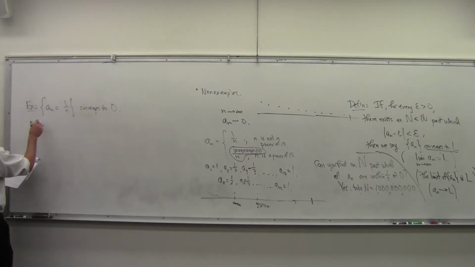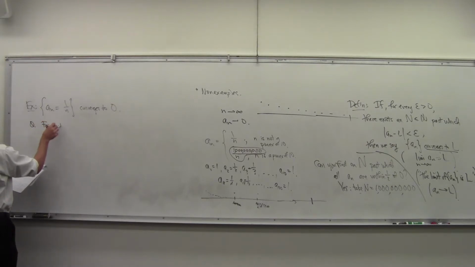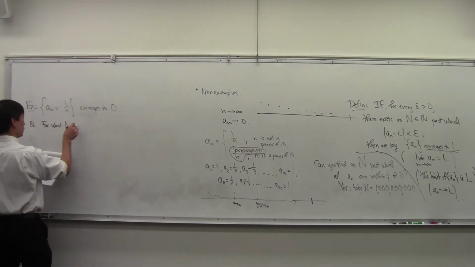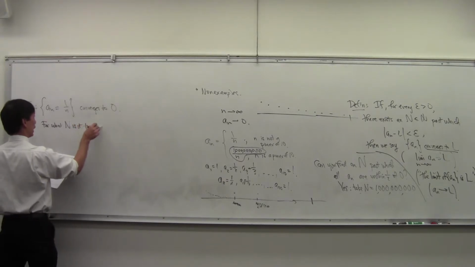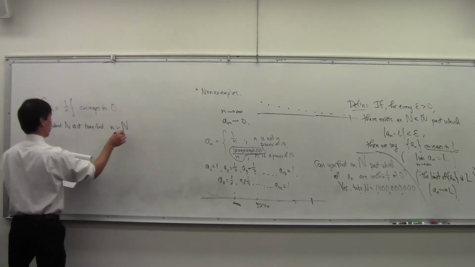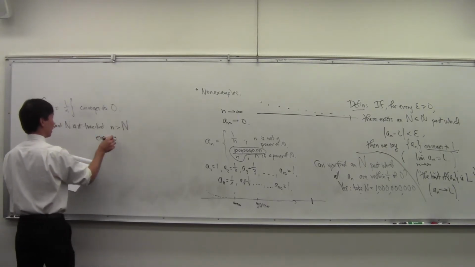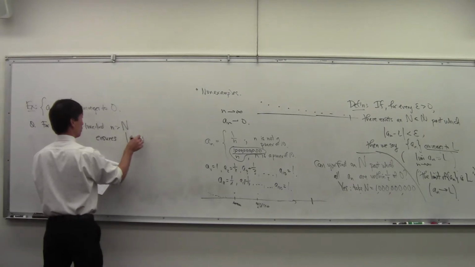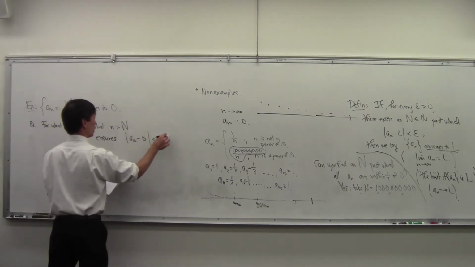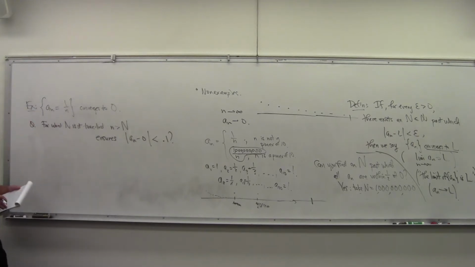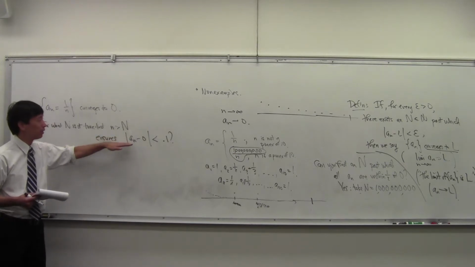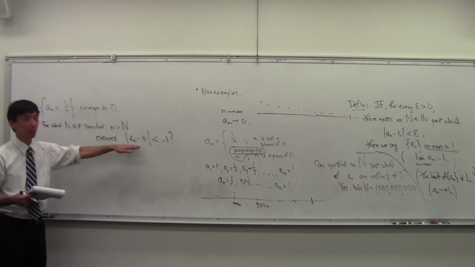So I'll ask a bunch of questions. For what n is it true that past that point we're guaranteed that a sub n minus 0 is less than 0.1? Don't blurt it out. I'm sure you know the answer. Look at it for 10 seconds. For what n is it true that past that n, we know that a sub n minus 0 is less than 0.1?